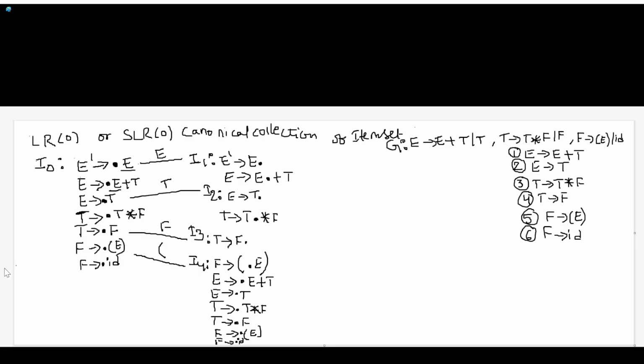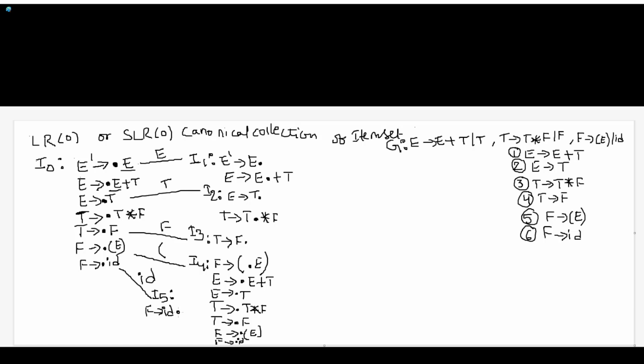Okay, now come back again. So we have shifted for what? Open bracket. Now we still need to shift for id. So take another item set to shift for id. That is I5. I5 is nothing but F derives id dot.